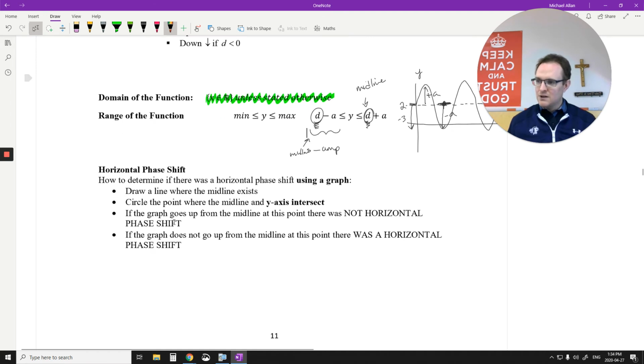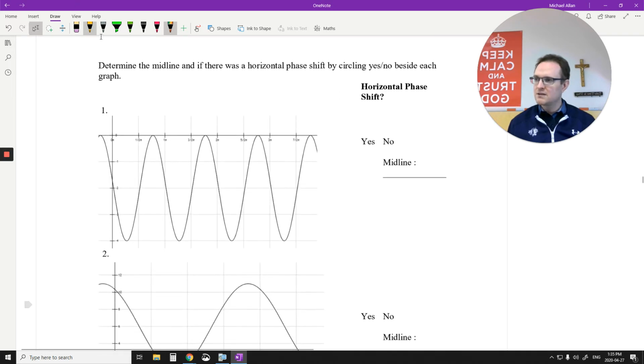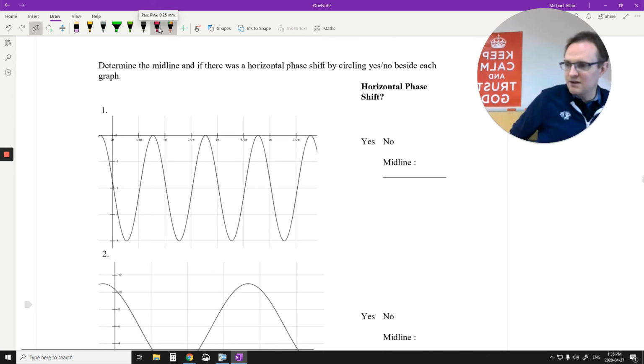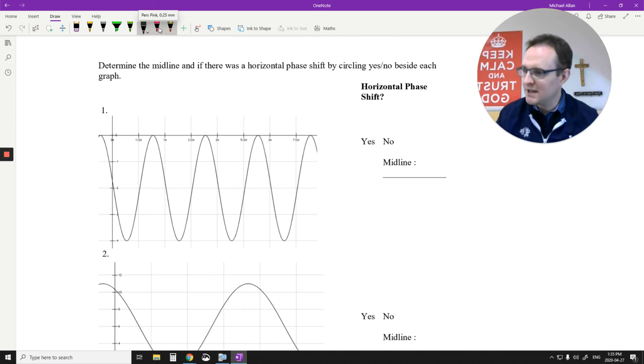Now to see the horizontal, if there is a horizontal phase shift, you draw the midline and then you see whether or not the graph is going up through that midline. If it's not going up through the midline, there's a shift. If it is going up through the midline at the y-axis, then there is not a phase shift. Okay, we'll see that as I go down. So the first thing you want to do when you do this is you always want to draw a midline anyway. So let's first of all draw the midline for this graph here. So my midline for this graph is right here.